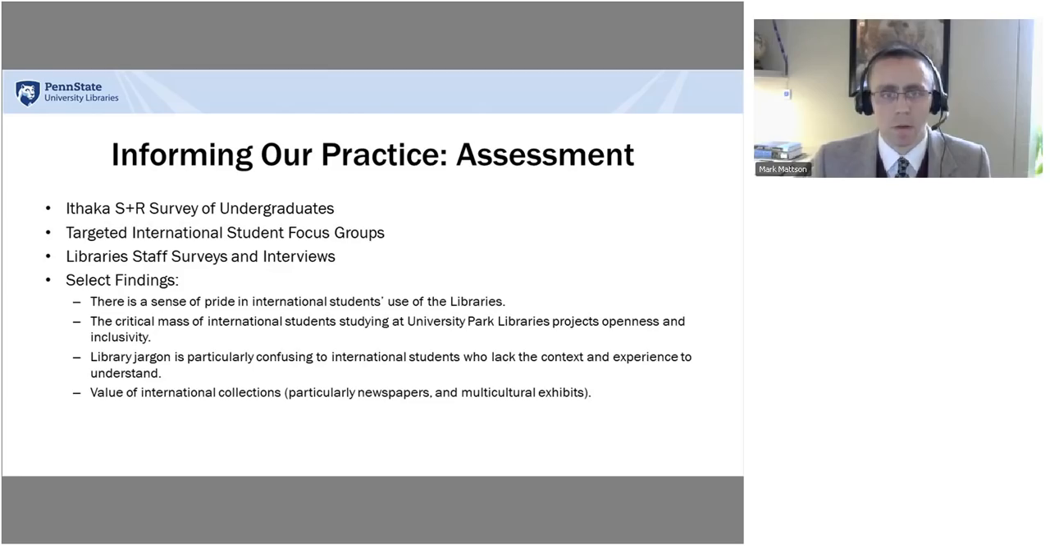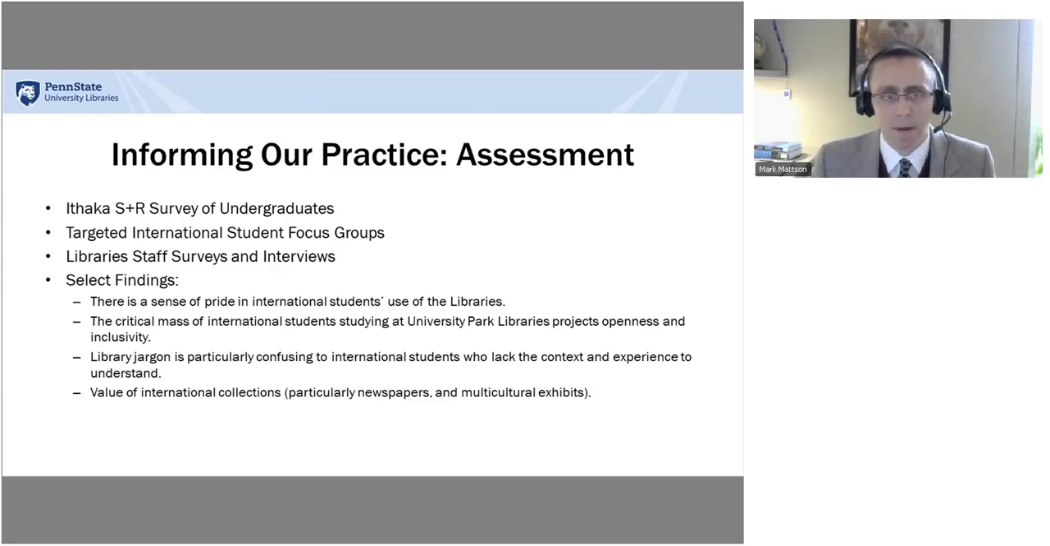So the assessment reports that came out of these different studies were basically three different parts. There was the Ithaca S+R survey of undergraduates that we were able to pull a lot of data from and get a base understanding of what our international students were seeing the libraries as providing them and seeing needs that they had. And then we did targeted international student focus groups based on what we had learned from the Ithaca survey.